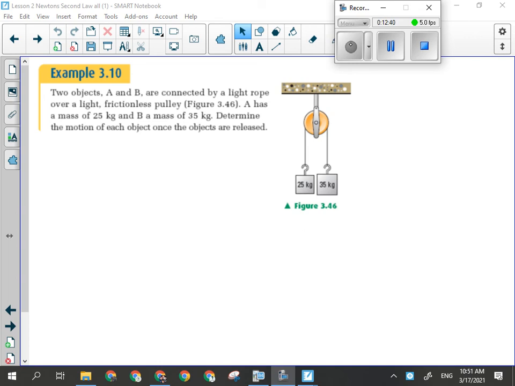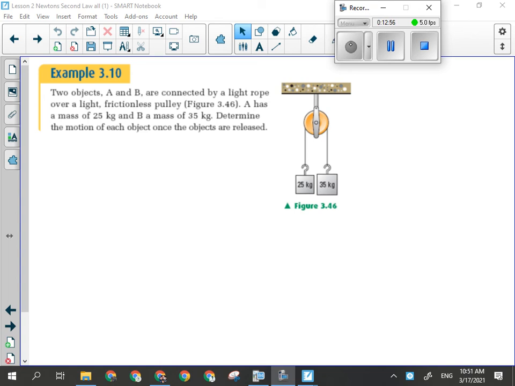One of them is going to accelerate down. The other is going to accelerate up. But the magnitude of those accelerations will be equal because they're connected. Okay? One is pulling the other. Or they're both pulling each other. Okay? Everybody with me so far?